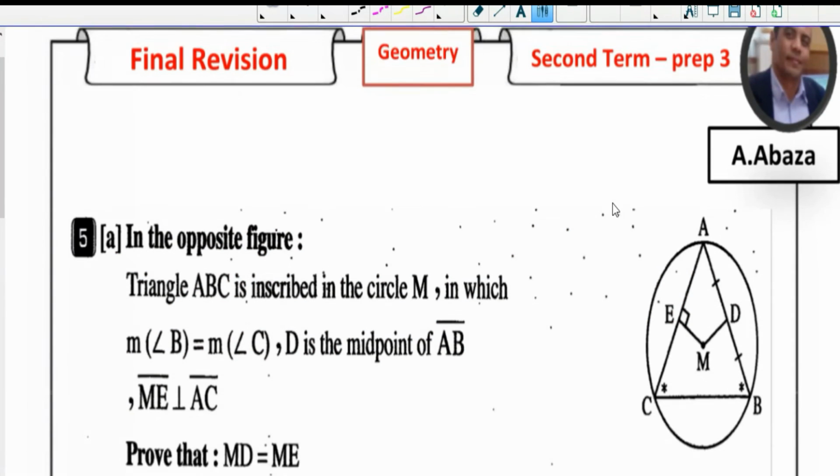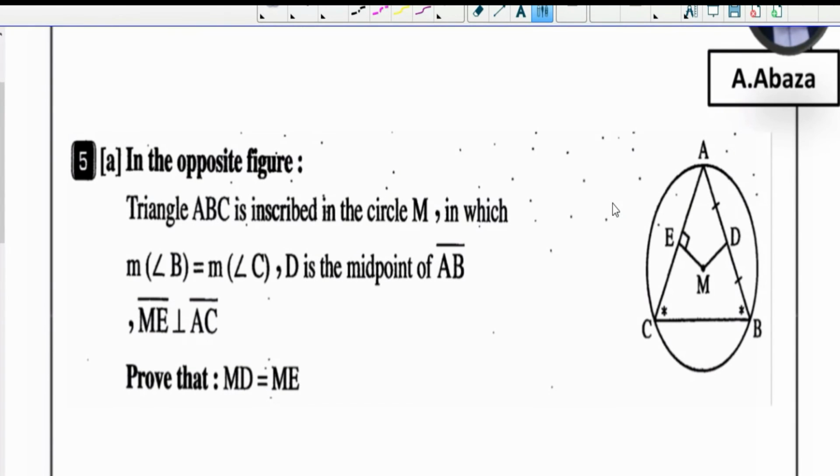Look at this figure. In the circle M, you have a triangle ABC inscribed in this circle, in which the measure of the angle B equals the measure of the angle C. D is the midpoint of AB. ME is perpendicular to AC. Prove that MD equals ME. Look at this triangle ABC. Since angle B equals angle C, you can deduce that AB equals AC.